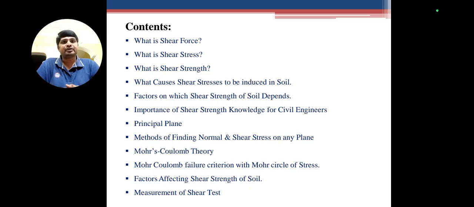In this regard, we are going to discuss what is shear force, what is shear stress, what is shear strength, what causes shear stresses to be induced in soil, what factors the shear strength depends upon, the importance of shear strength knowledge for civil engineers, what is a principal plane, what are the methods of finding normal and shear stresses on any plane, what is meant by the Mohr-Coulomb theory, the Mohr-Coulomb failure criterion with Mohr circle of stress, what factors affect the shear strength of the soil, and finally, how can we measure it with the shear test?